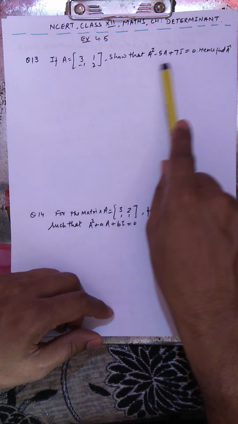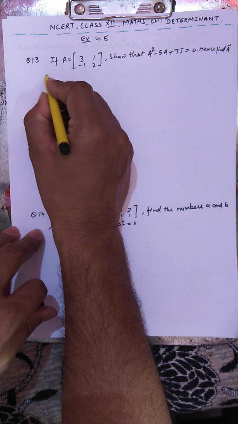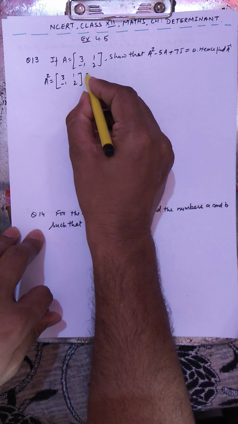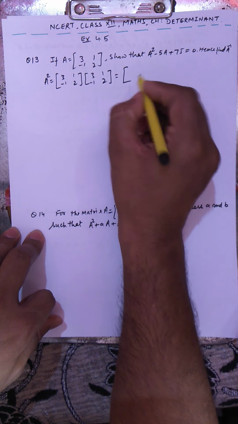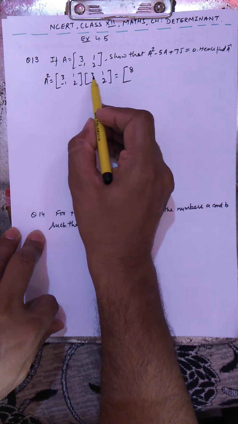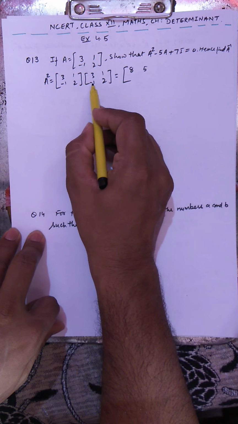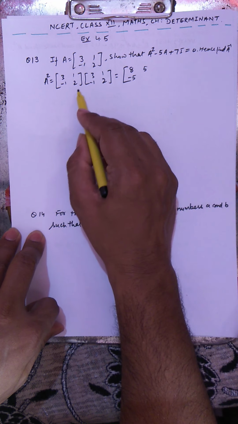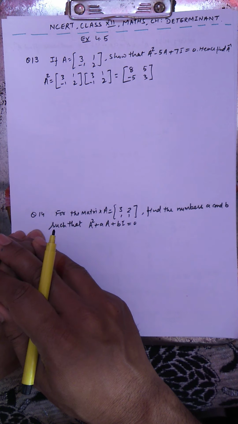Well, first we'll show that this equals 0. For that we need A square first, so we'll calculate A square. A square is the matrix 3, -1, 1, 2 times the matrix 3, -1, 1, 2. Do the multiplication. 3 times 3 is 9, and 1 times -1, so this will be 9 minus 1, 8. Then 3 times 1 is 3 and 1 times 2, this is 5. Then -1 times 3 and -2, so this is -5. And -1 plus 4, so this is 3. So this is our A square.